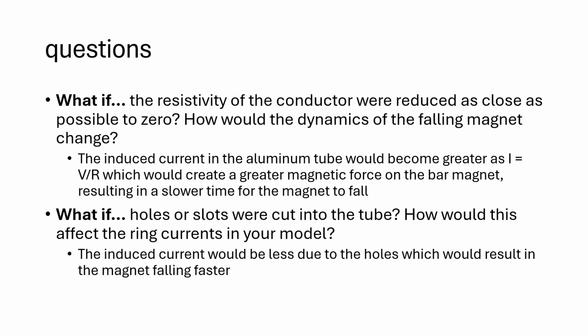What if holes or slots were cut into the tube? How would this affect the ring current in your model? The induced current would be less due to the holes impeding the current in the tube, which will result in the magnetic bar falling faster.